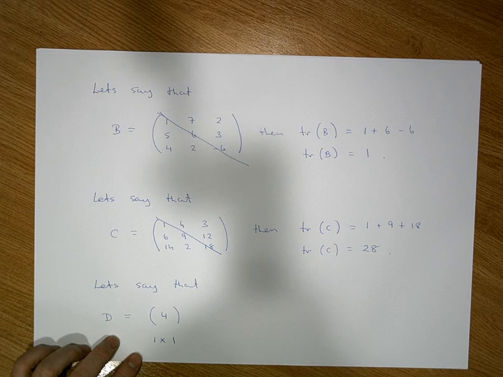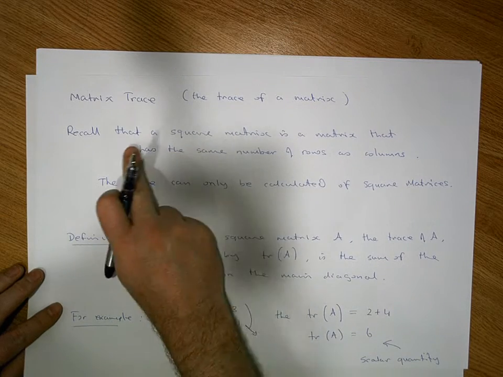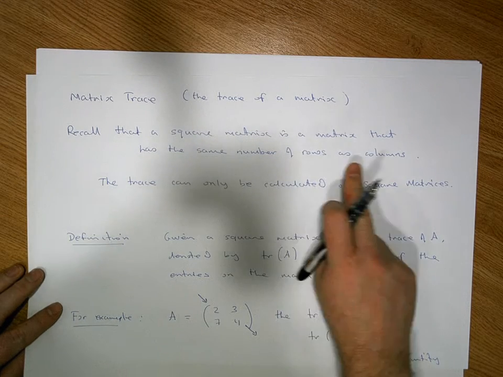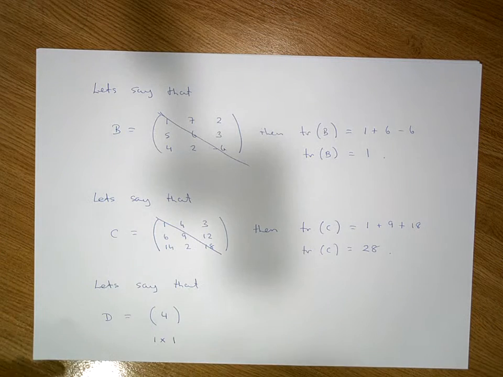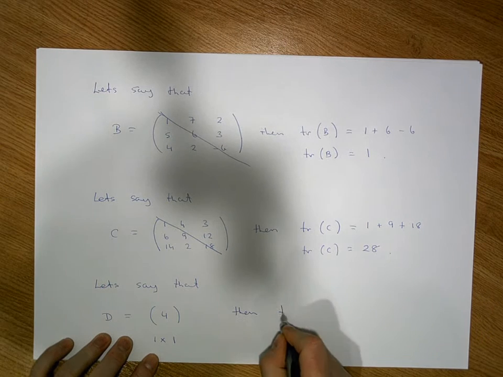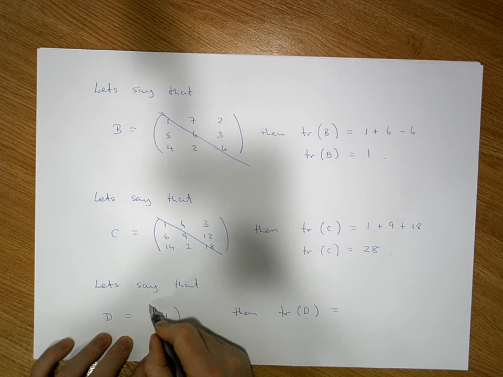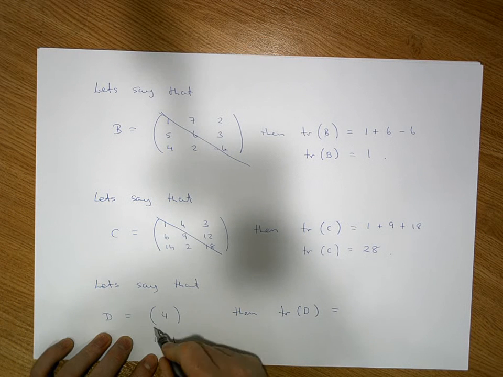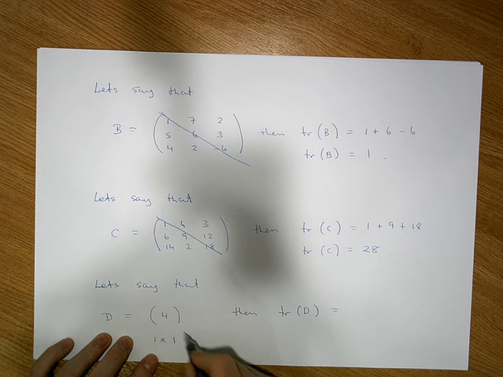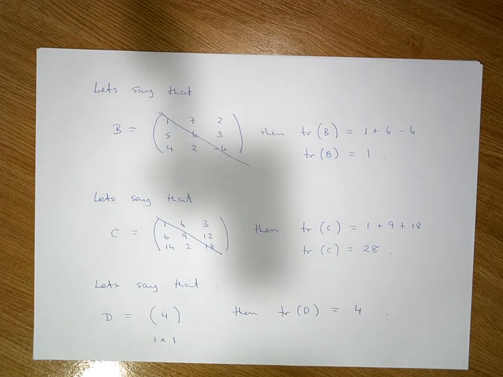Now we defined a square matrix earlier on to be a matrix that has the same number of rows as columns. So actually, by definition, this matrix, although it looks unusual, is a square matrix. Well then, the trace of D is the sum of the entries on the main diagonal. Well, the main diagonal is just the number 4. So what we have is that the trace of D is equal to 4.